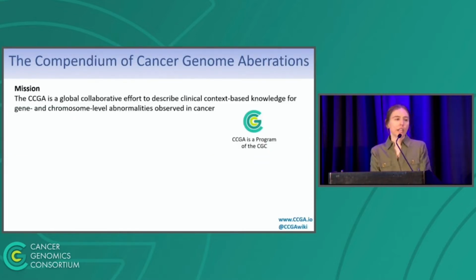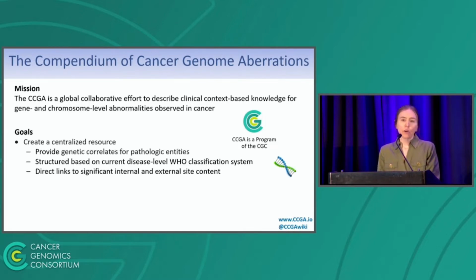So CCGA is a program of the CGC, and the mission is to describe gene and chromosome abnormalities observed in cancer in a clinical context to help with clinical case interpretation. The goal is to be a centralized resource. You can think of it as a hub where we do the genetic correlates for pathologic entities as well as link to pertinent external content. And it's structured based on the WHO classification of tumor entities.